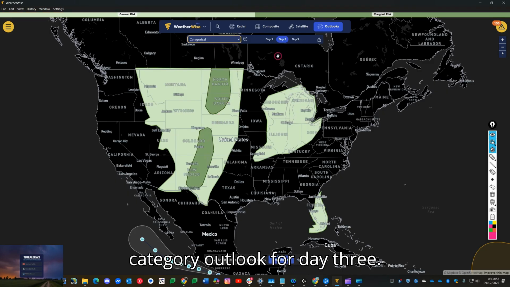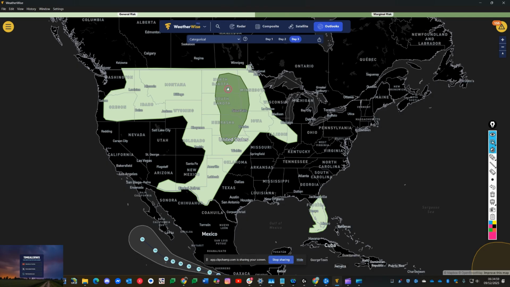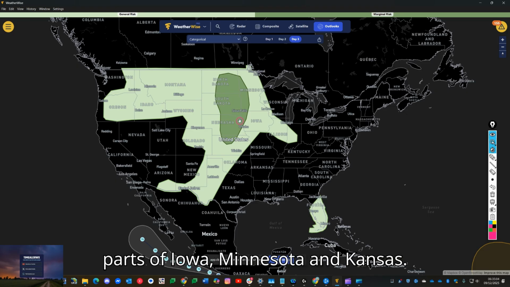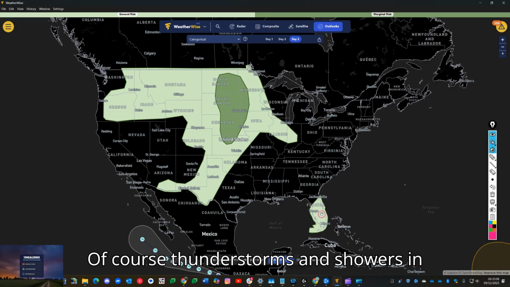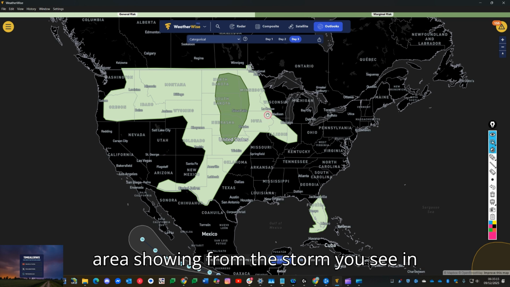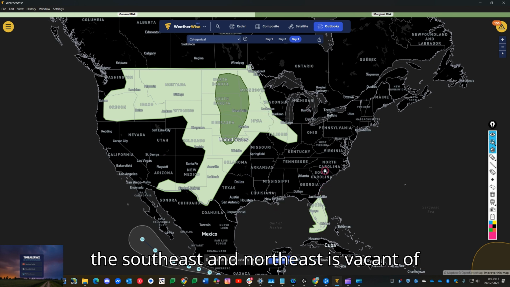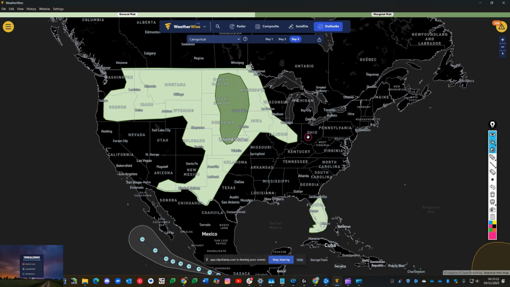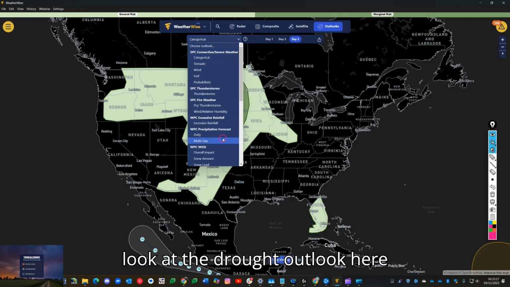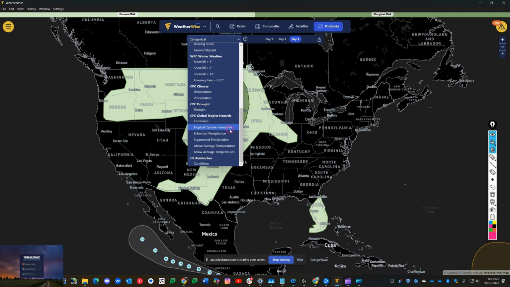There's your categorical outlook. For day 3, they have a marginal risk already for North Dakota, South Dakota, Nebraska, parts of Iowa, Minnesota, and Kansas. Of course, thunderstorms and showers in Florida, and surrounding the marginal risk is a large area of showers and thunderstorms. You see the southeast and northeast is vacant of any kind of precip, really. So, given that, I want to look at the drought outlook here real quick.